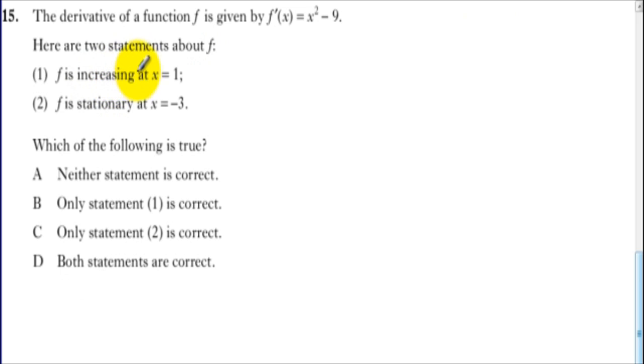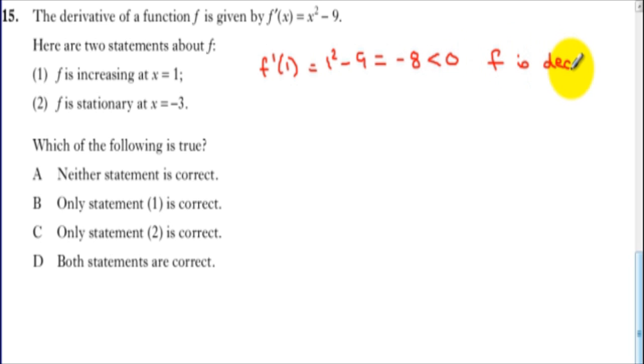To find if f is increasing at x equals 1, we fit x equals 1 into the f dashed x formula. F dashed of 1 is 1 squared minus 9, which is negative 8. This is less than 0. So this means that f is actually decreasing at x equals 1. This first statement is not true.